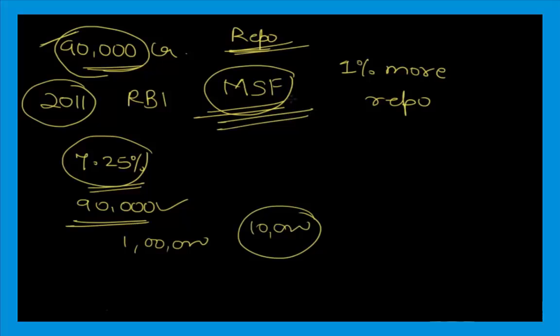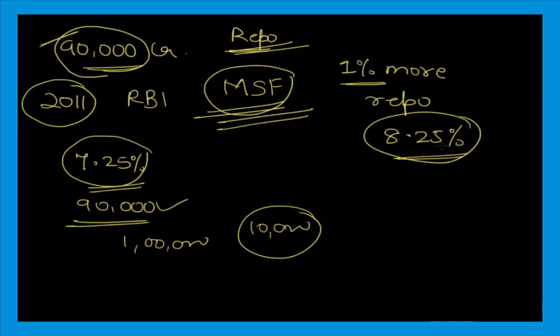which works exactly like repo. But over here, what is the interest that they'll have to pay? The interest that they'll have to pay is 100 basis points or 1% more than the repo, which is 8.25%. Now this is one difference between repo and the marginal standing facility, which is that the interest rate on the marginal standing facility is a little higher than the repo rate.